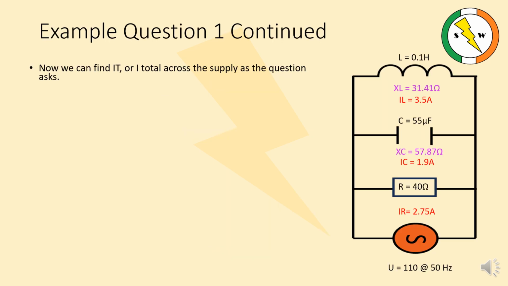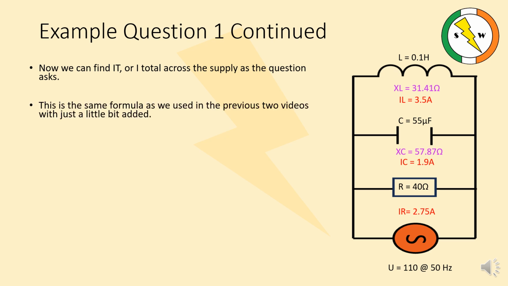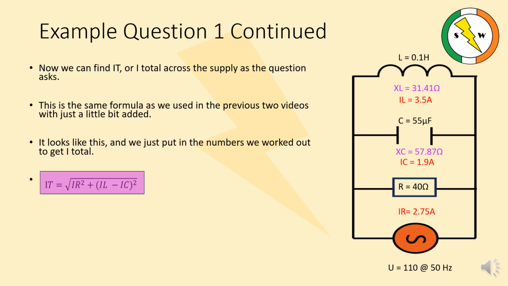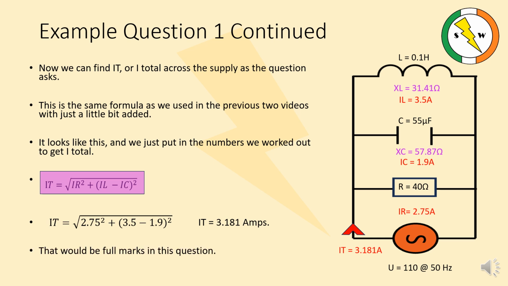Now we can find IT, or I total across the supply as the question asks. This is the same formula as we used in the previous 2 videos, with just a little bit added. It looks like this, and we just put in the numbers we worked out to get I total. IT equals the square root of IR squared, plus IL minus IC squared. IT equals the square root of 2.75 squared, plus 3.5 minus 1.9 squared. IT equals 3.181 amps. That would be full marks in this question.